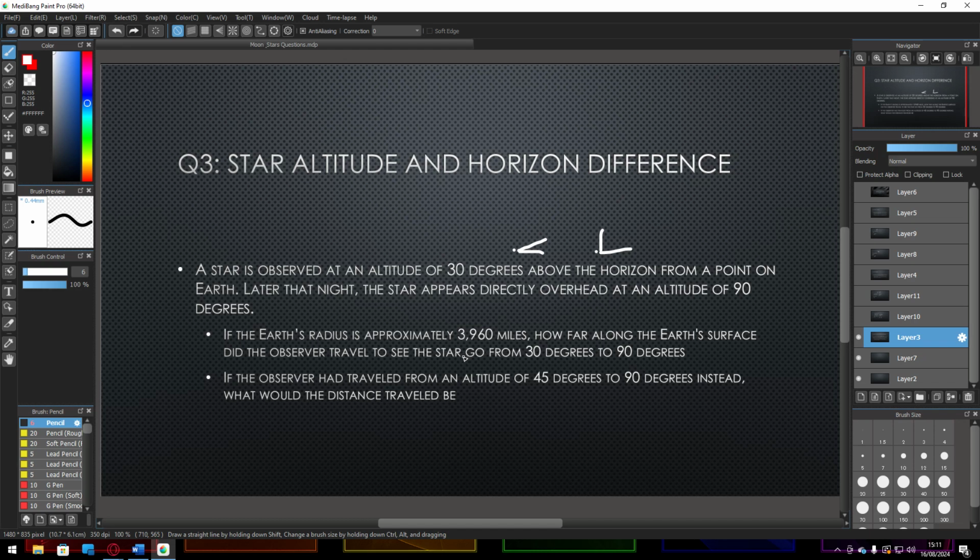So the Earth's radius is approximately 3,960 miles, and how far along the Earth's surface did the observer travel to see the star go from 30 degrees from here to here? So obviously the observer is moving this way, so it can be underneath the star.